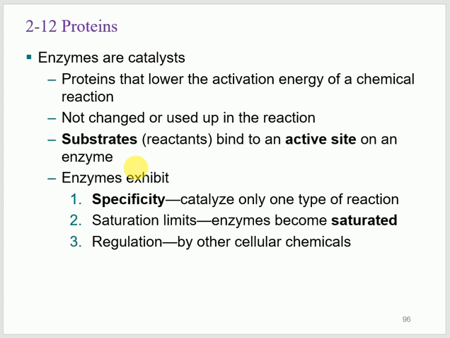Enzymes. Remember, I already mentioned hormones, enzymes, antibodies. All of these are proteins, right? These are different types of proteins. Enzymes specifically, I already talked about it before.